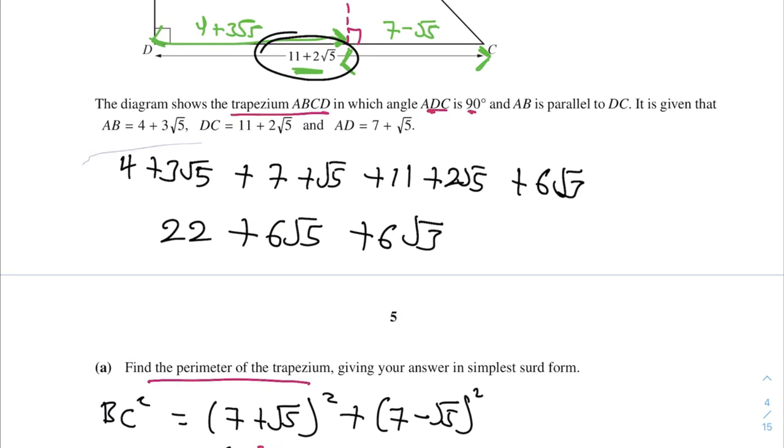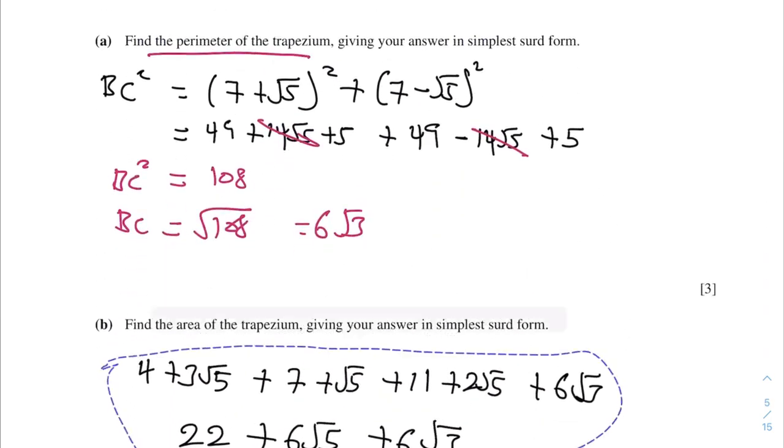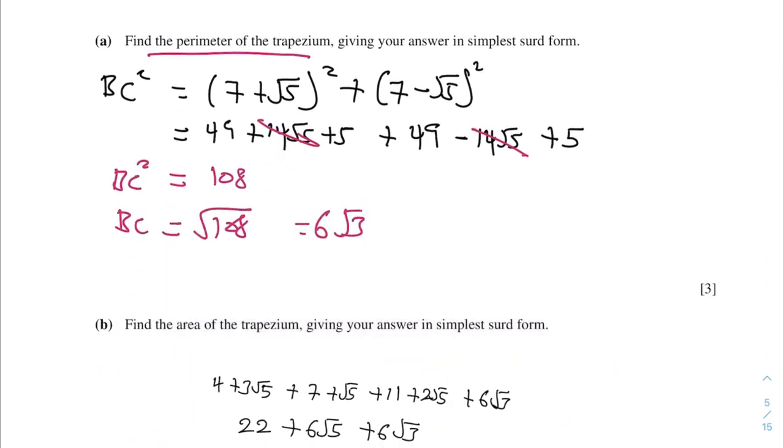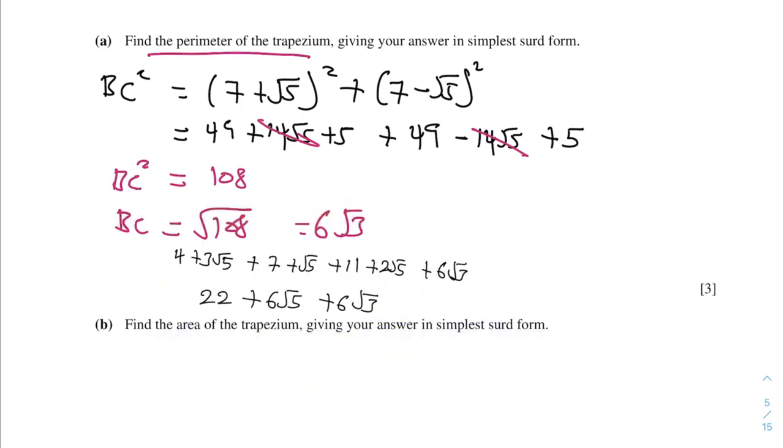So let's take this guy down there. So that's what the perimeter is. Can we squeeze it small, so that it fits into here? Yeah. So that is our perimeter.